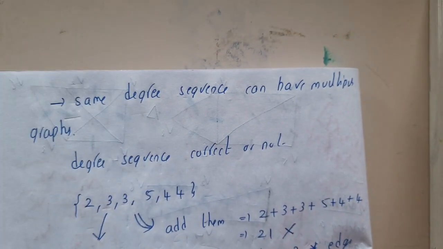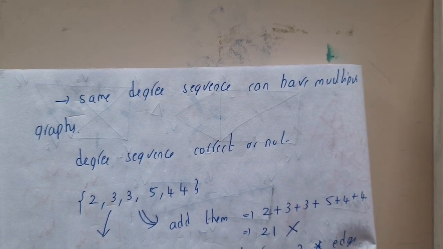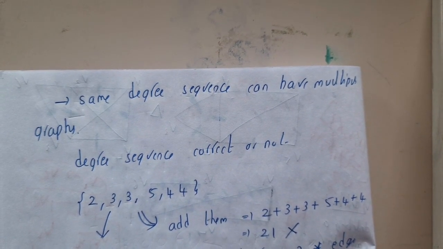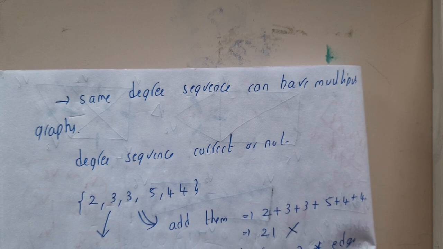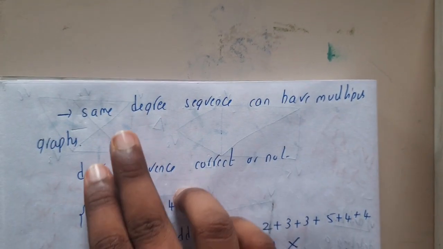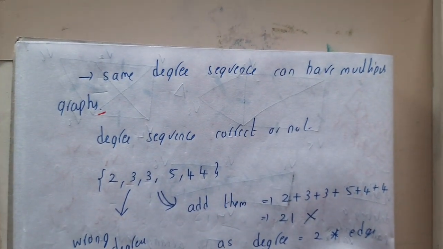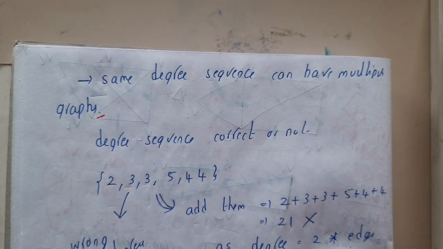So in this lecture, let us continue with some more logical things which you can observe and say whether the degree sequence is accepted, that is nothing but can we draw a graph for it? So is it possible or not? Okay, so the same degree sequence can have multiple graphs. That's what I was trying to explain you there. So whether the degree sequence is correct or not is the question.